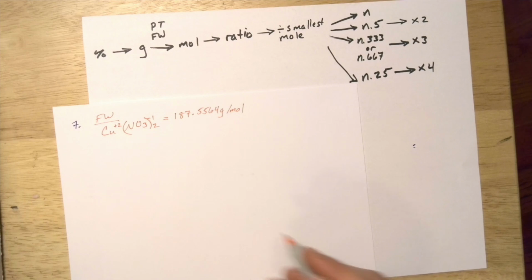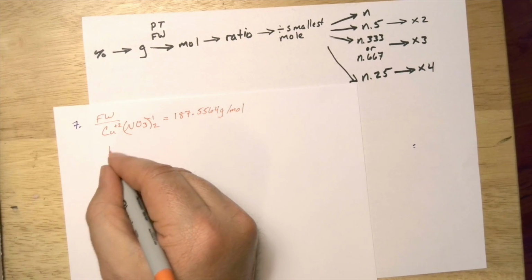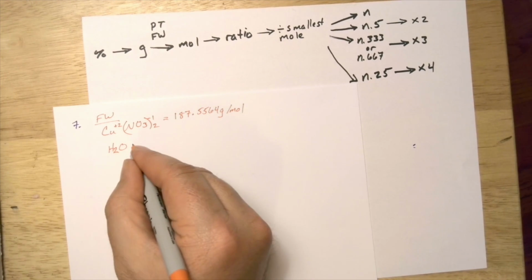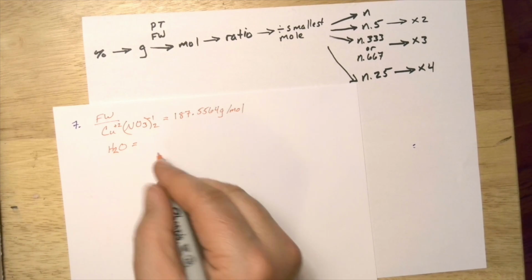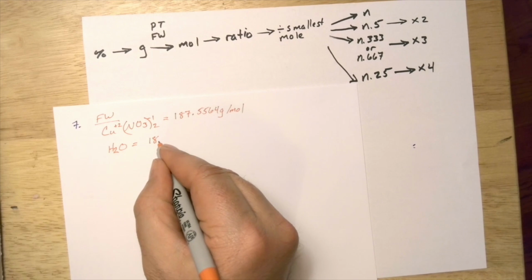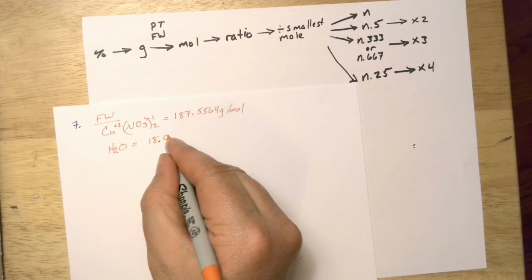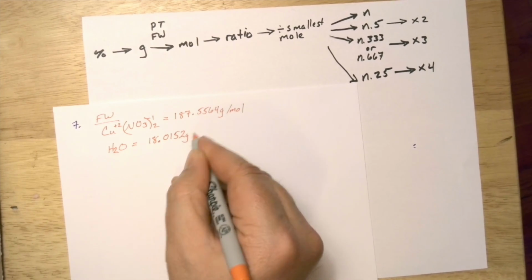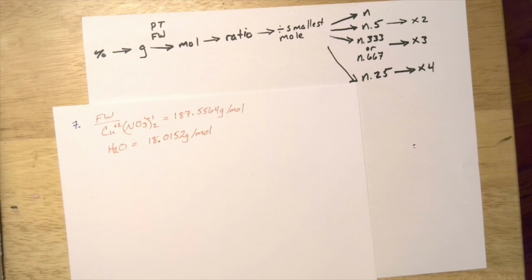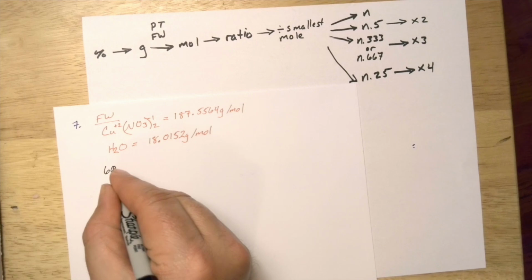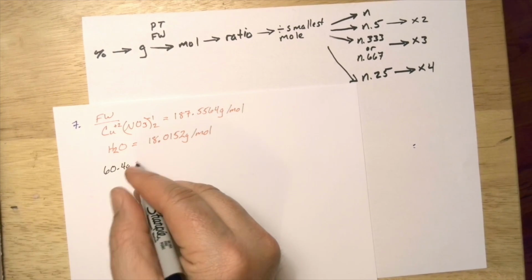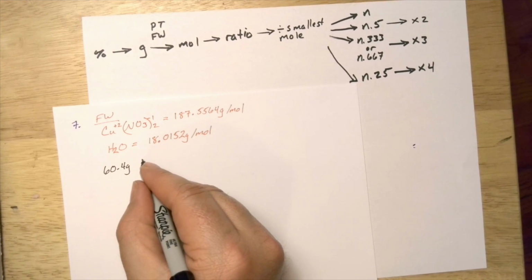For water, the weight of 2 hydrogens and 1 oxygen comes out to be 18.0152 grams per mole. All right, so now let's go ahead and work this part out. So you have 60.4 grams of a cupric nitrate hydrate.